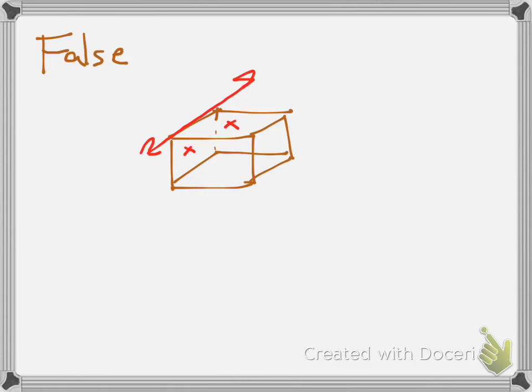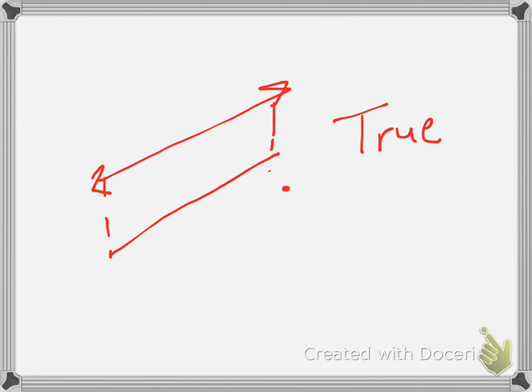All right, and number 24, a line and a point not on that line lie in one and only one plane. So we have a line and a point not on the line, and that lies in one and only one plane. That would be true, because the line could lie in more than one plane, right? But the point can only be in one plane at a time. Okay?